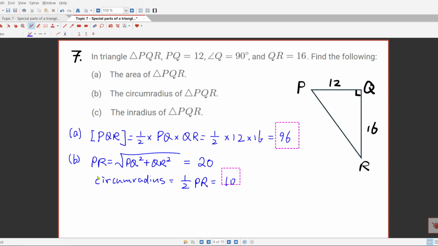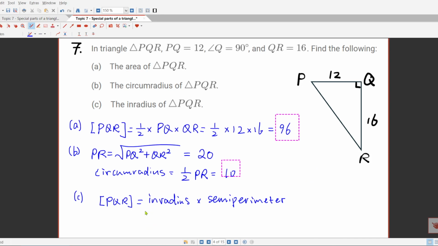Okay, next one, the area of a triangle. Again, we can use that formula. The area of that triangle equals its inradius times its semiperimeter, right? And we know the area of that triangle is 96. The inradius is unknown, so let's just keep it there. Times the semiperimeter, which is 1/2 of 12 plus 16 plus the hypotenuse, 10 here, right? So plus, oh sorry, 20.